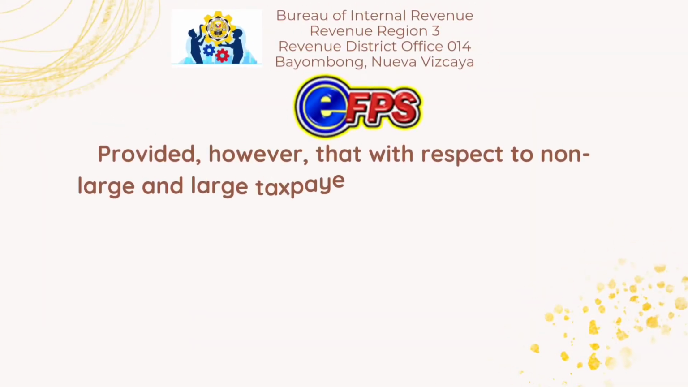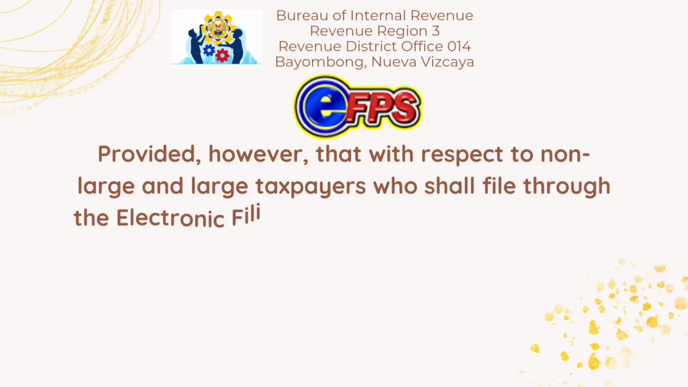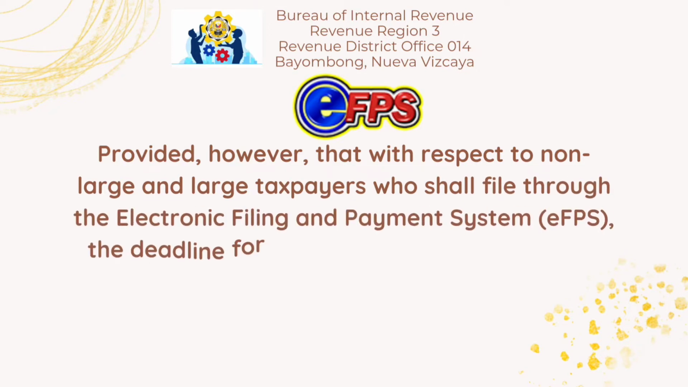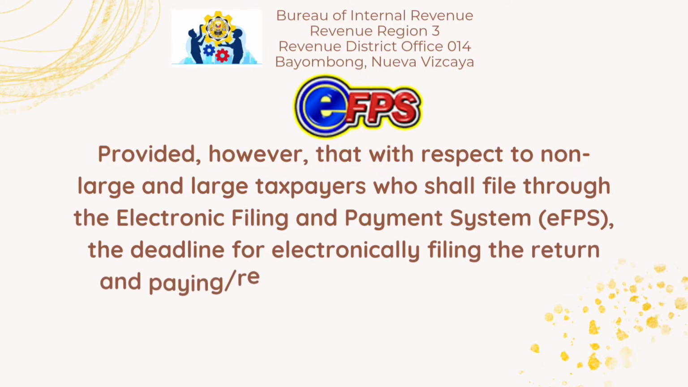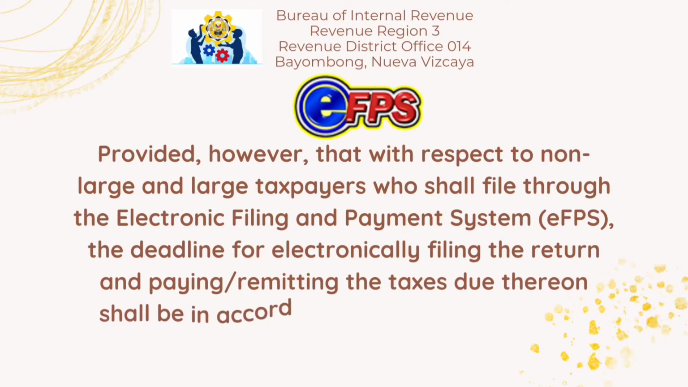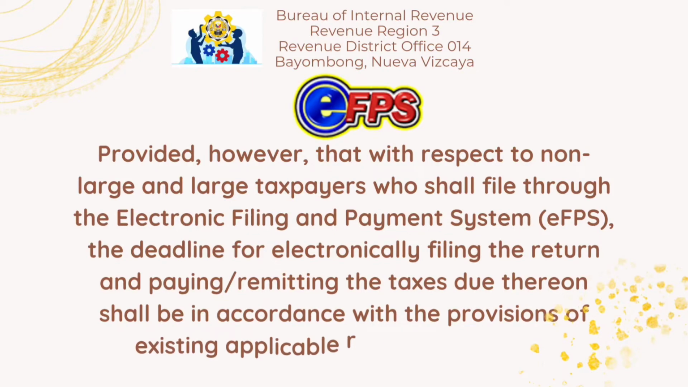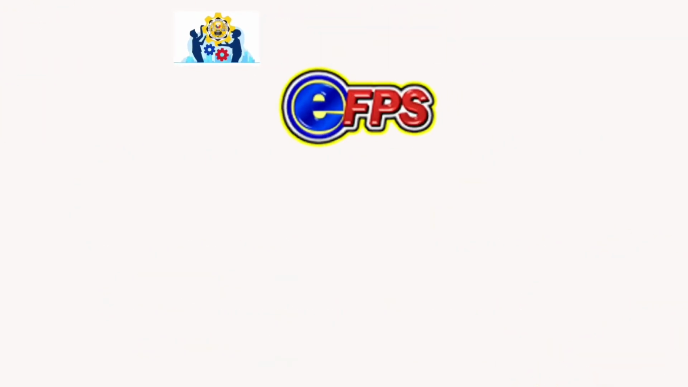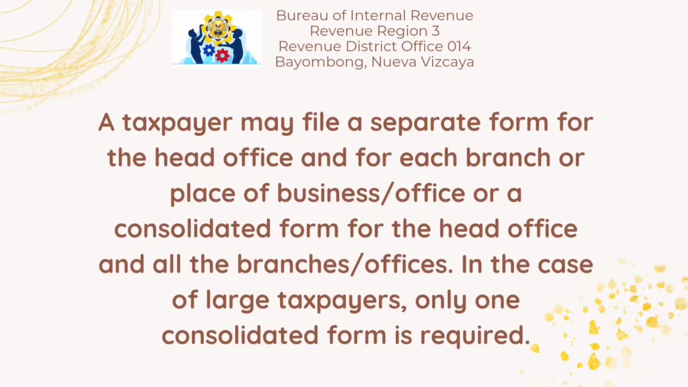Provided, however, that with respect to non-large and large taxpayers who shall file through the EFPS, the deadline for electronically filing the return and paying or remitting the taxes due thereon shall be in accordance with the provisions of existing applicable revenue issuances. A taxpayer may file a separate form for the head office and for each branch or place of business or office, or a consolidated form for the head office and all the branches or offices. In case of a large taxpayer, only one consolidated form is required.